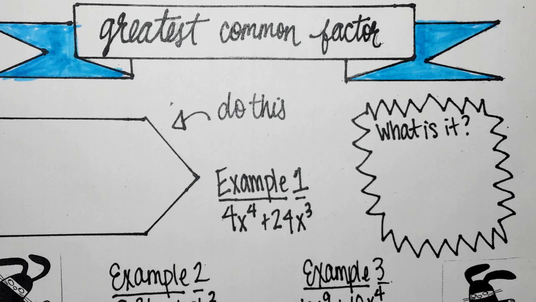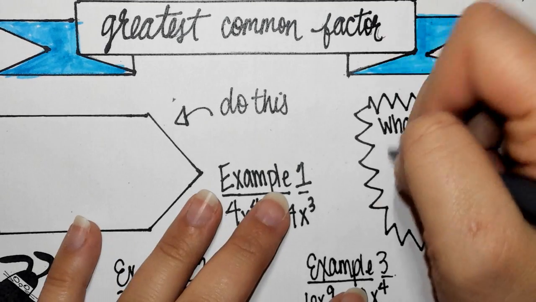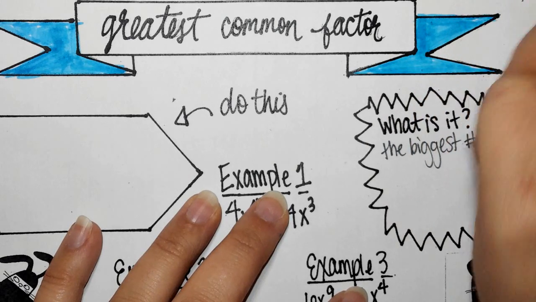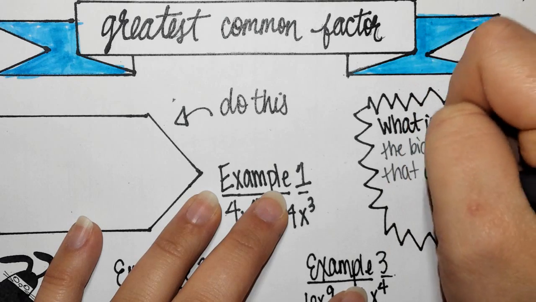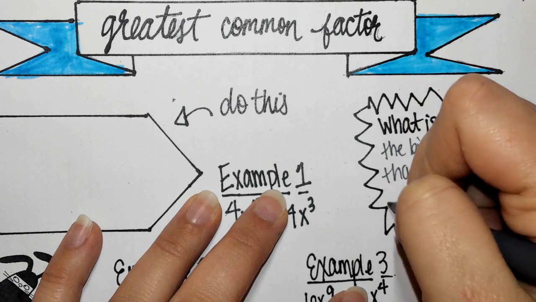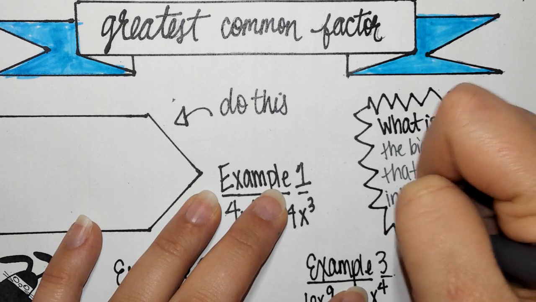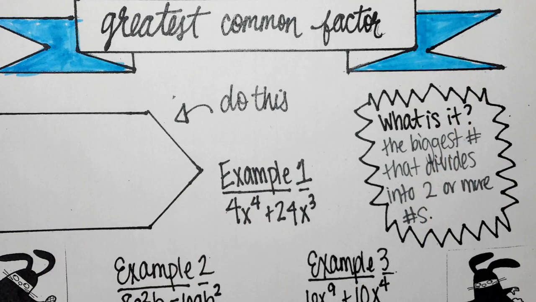Alright, so what is it? A greatest common factor. It's the biggest number that divides into 2 or more numbers. Now, the greatest common factor isn't just limited to numbers, but the first part of what we're doing today, well, kind of step 1, is about numbers.